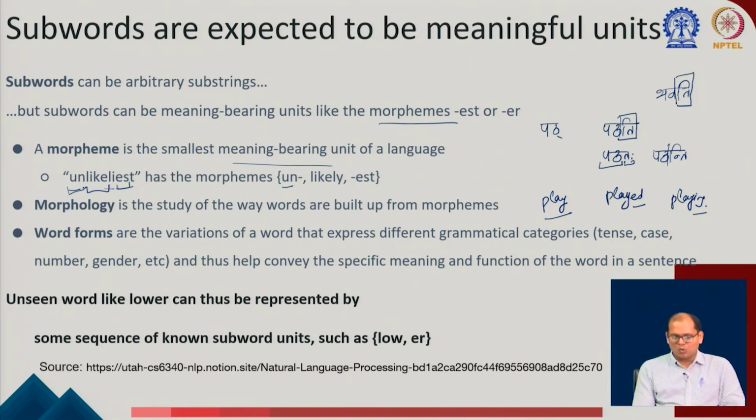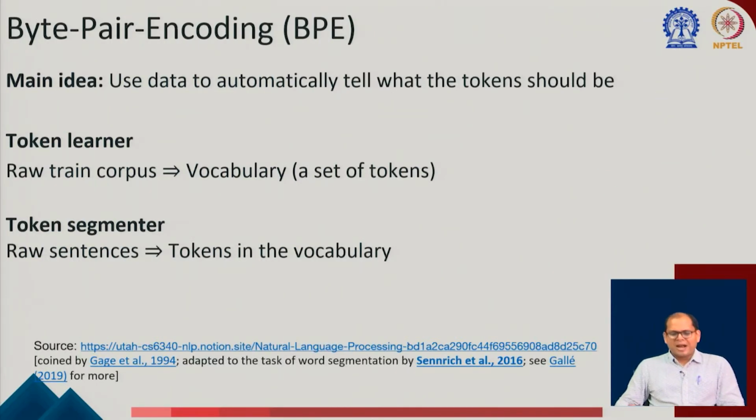Something like lower, you can say low and er can be the representation. But that is not always achievable. That is what is ideal but not always achievable. Byte pair encoding is one particular algorithm that tries to achieve the subwords. It does not use any linguistic insight, it just uses data.